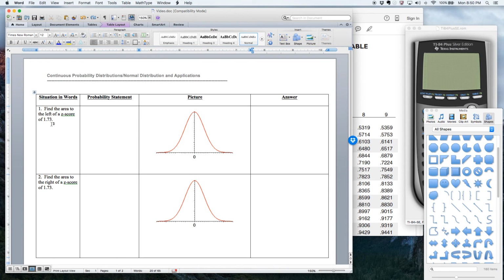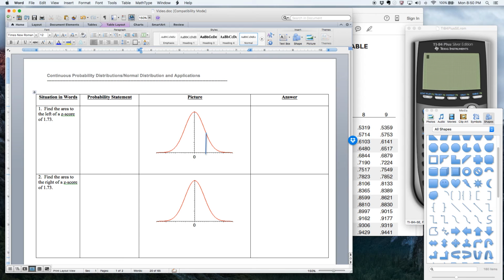All right, you can tackle this a number of different ways. You can read this statement in words, and you can translate those words into symbols if you'd like. Or, what I like to do a lot of the time is look at this scenario in words, look at the picture, and immediately want to shade the area in the picture. So, for example, I'm going to go ahead and put a line here. And this line represents 1.73. And that's a z-score, don't forget.